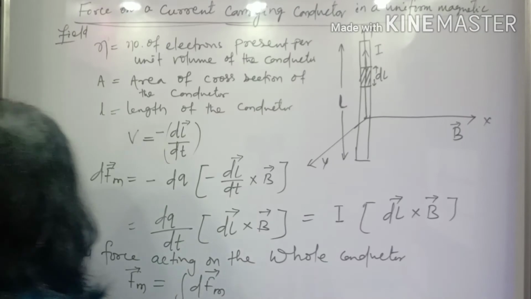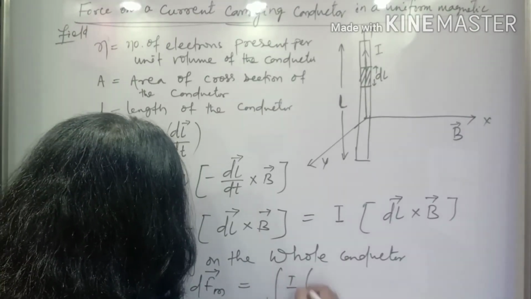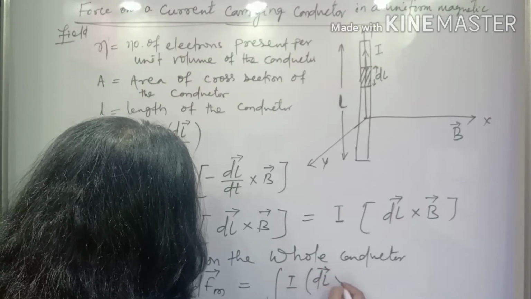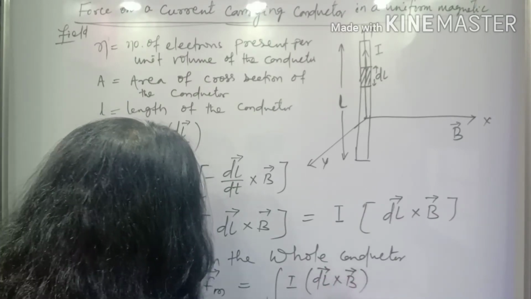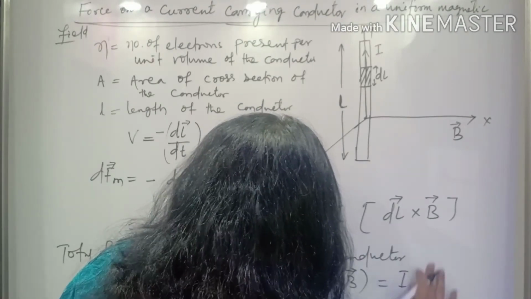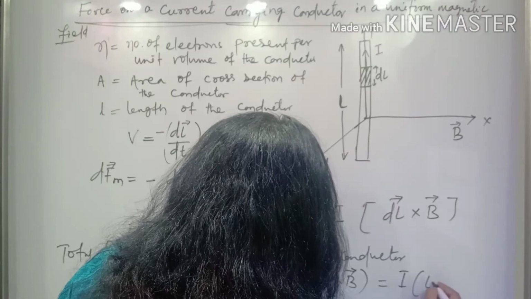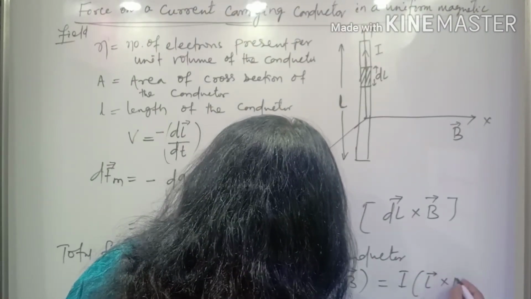Integration over dFm equals integration over I dl cross B. And after integration, this will give you what? The integration of dl is what? That is L. So this is I L cross B.